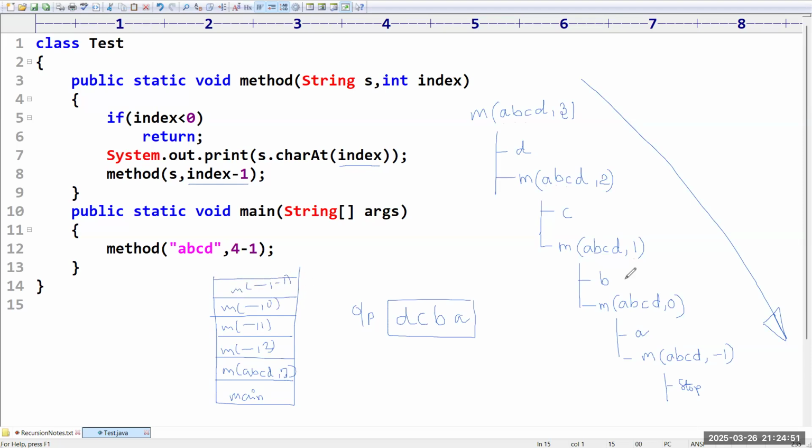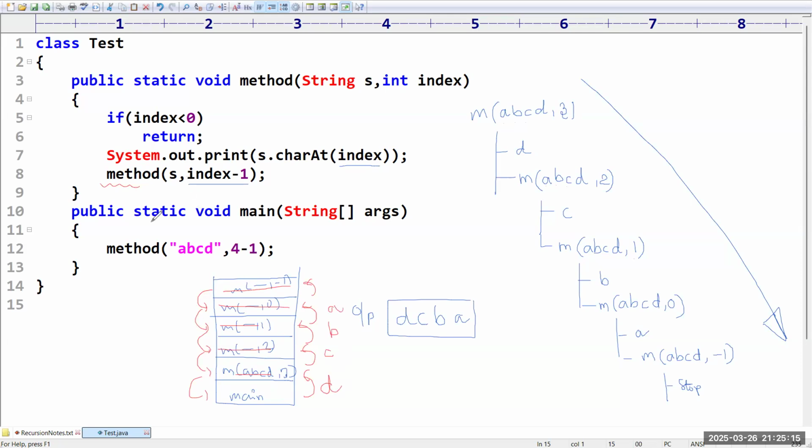Whenever -1 comes, it will stop. So it will remove this and come back. But there are no instructions pending, right? That's why it will delete and come back. So in the backward process, nothing is going to happen. In the forward direction, we are printing, right? If you are printing in the forward direction, the characters DCBA will be printed here.